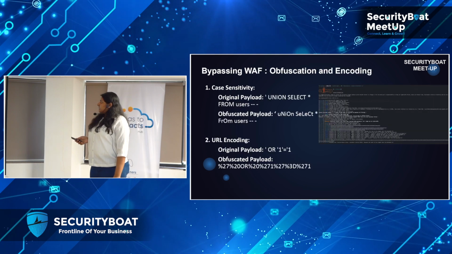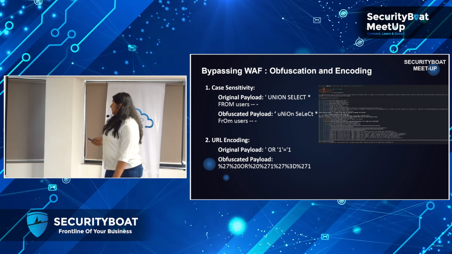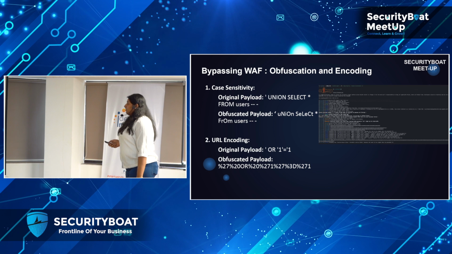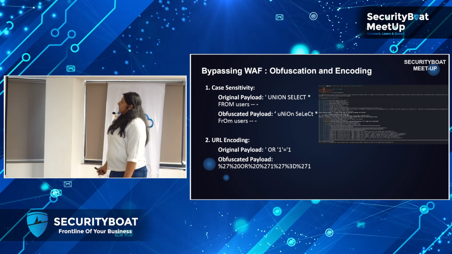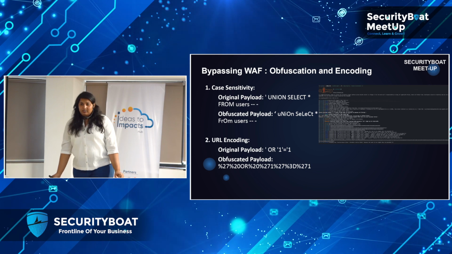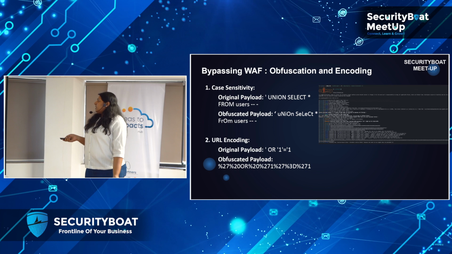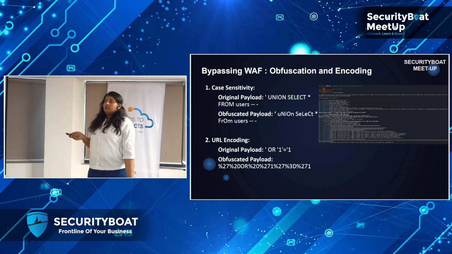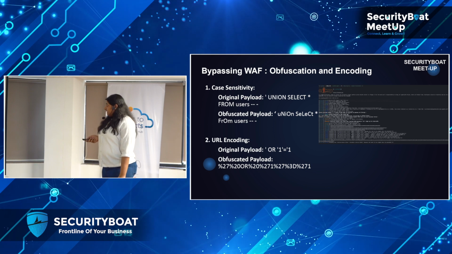So coming towards the next one, here are some examples that I have taken for the obfuscation and encoding. So first one is about the case sensitivity. If the WAF is just checking a particular keyword, you can use a combination of lowercase and uppercase letters to bypass it. Just give a try for that.